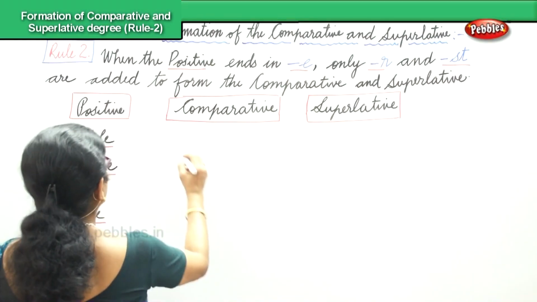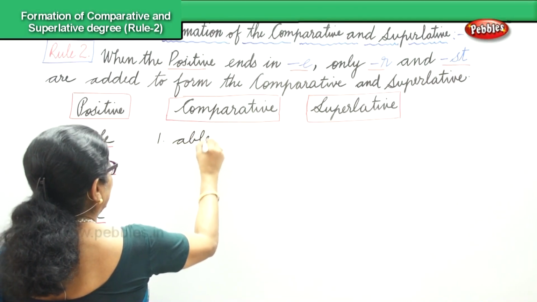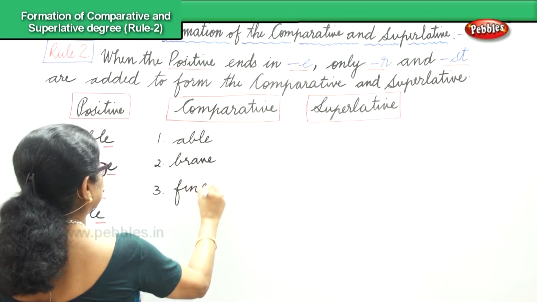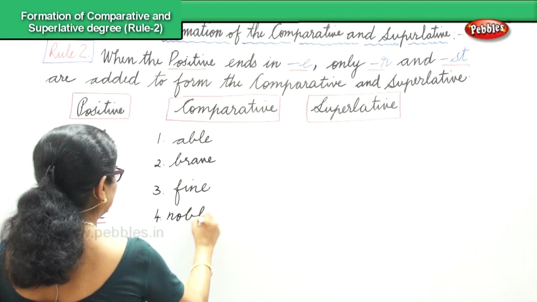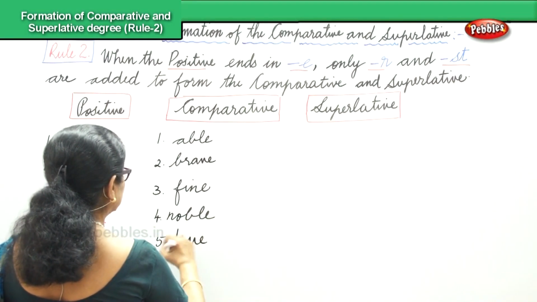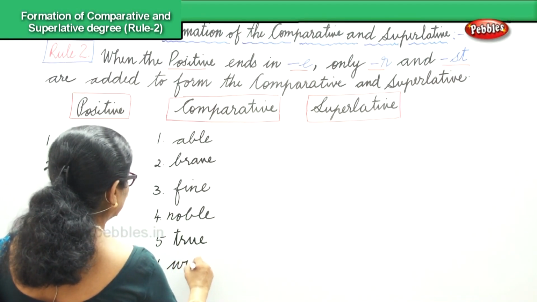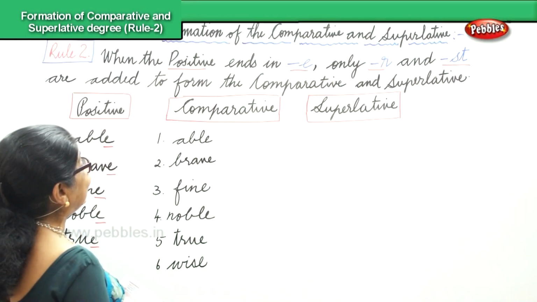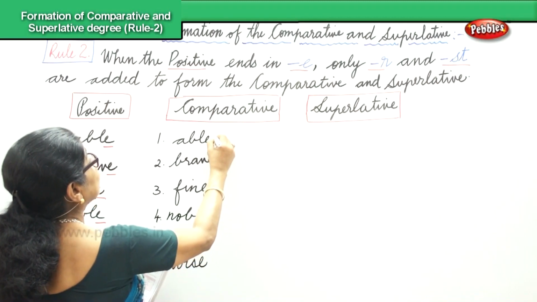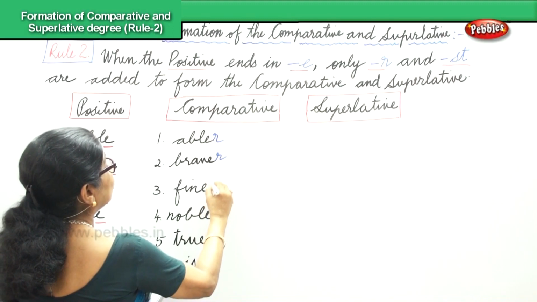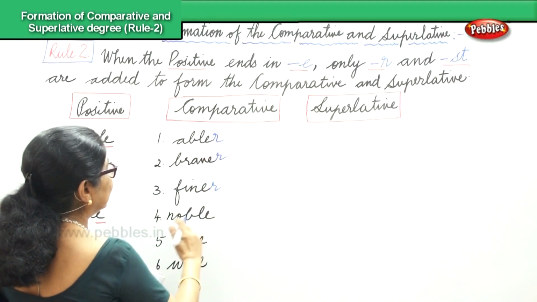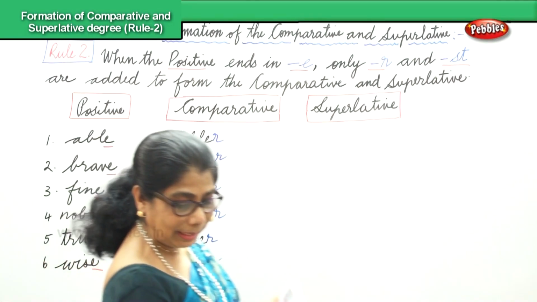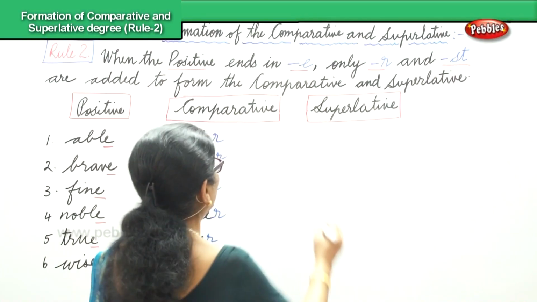So now, able, brave, fine, noble, true, and wise. Okay, now to form the comparative, we add R: abler. Only R is added to form abler, braver, finer, nobler, truer, and wiser. Okay, now let's look at the formation of the superlative.